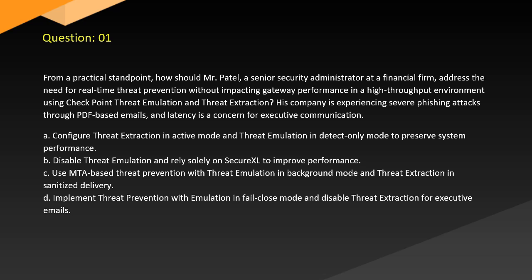A. Configure Threat Extraction in active mode and Threat Emulation in detect-only mode to preserve system performance. B. Disable Threat Emulation and rely solely on SecureXL to improve performance. C. Use MTA-based threat prevention with Threat Emulation in background mode and Threat Extraction in sanitized delivery. D. Implement threat prevention with emulation in fail-close mode and disable Threat Extraction for executive emails.